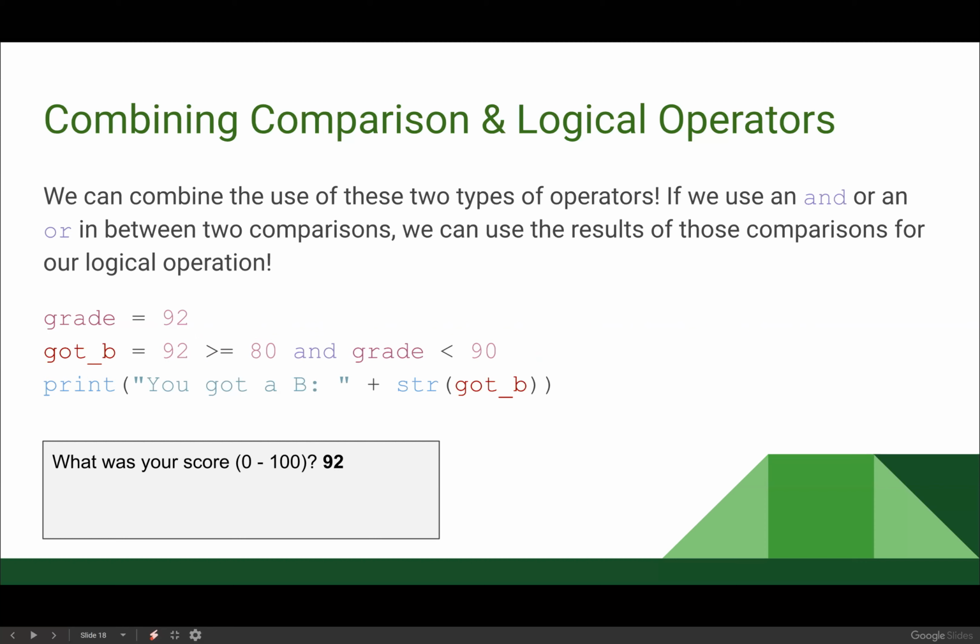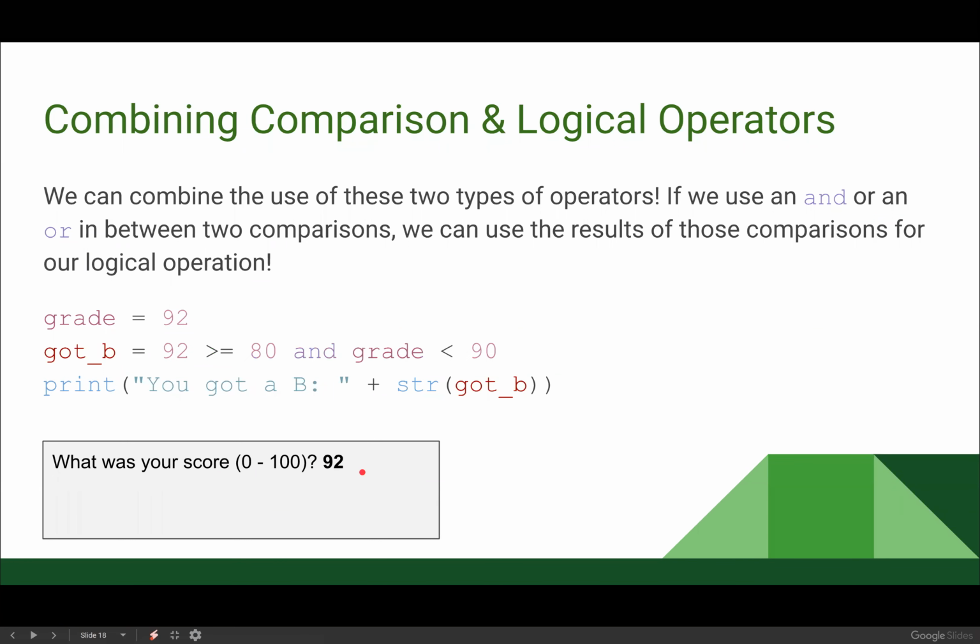Yes, it is. So 92 greater than or equal to 80 is true. And we're going to replace grade here. Is 92 less than 90? No, it is not. So what do we get when we say true and false? False. We get false because both things were not true. So got B is going to equal false. So I will print you got a B, false. They did not get a B. They got an A because a 92 is an A.